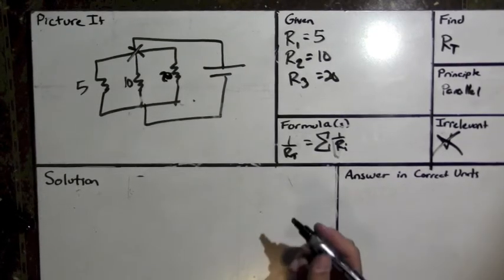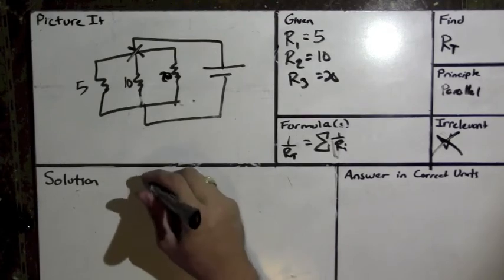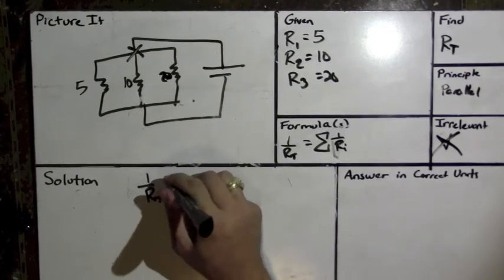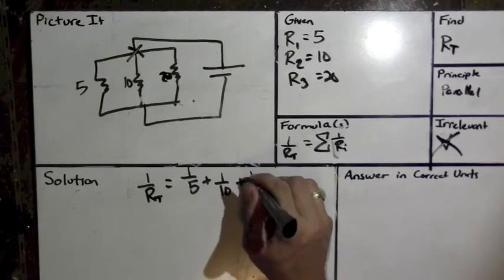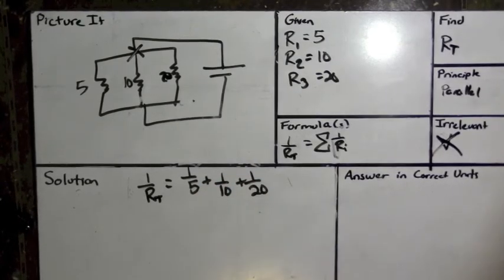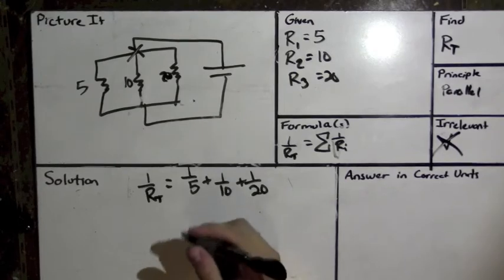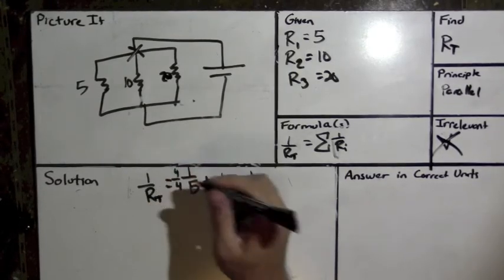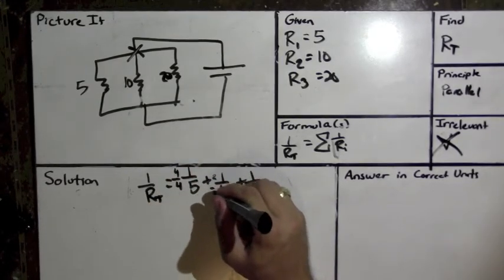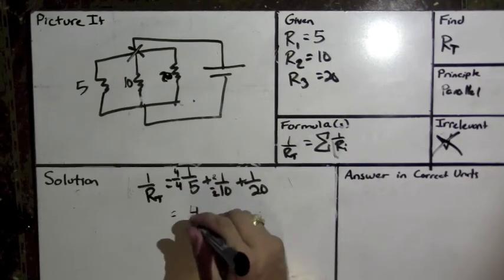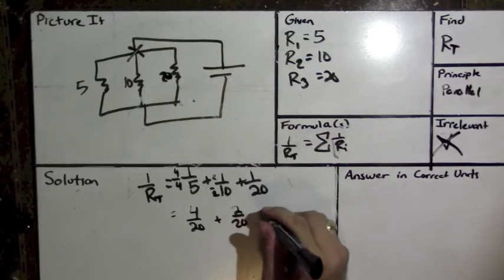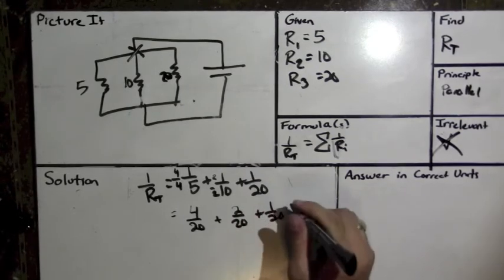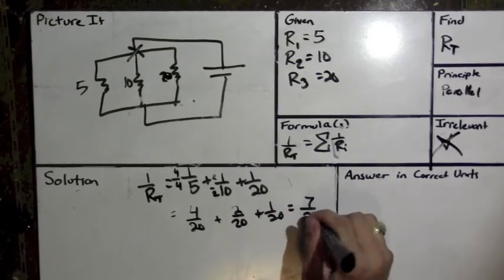So how we would normally solve this, we'd say, okay, 1 over RT is equal to 1 over 5 plus 1 over 10 plus 1 over 20. We'd solve for the common denominator, which in this case would be 20. So we multiply by 4 over 4, 2 over 2, and we'd get 4 over 20 plus 2 over 20 plus 1 over 20 equals 7 over 20.